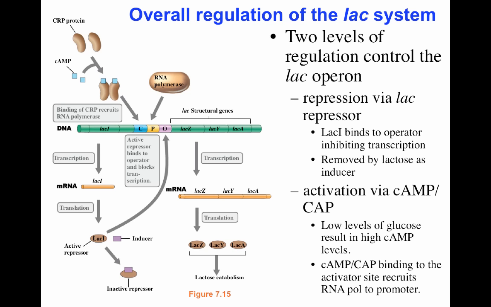So you have one level of regulation right there. The other level is the activation via cyclic AMP and CAP. As you know, at low levels of glucose, you're going to have high amounts of cyclic AMP. That is going to then allow the cyclic AMP CAP protein to form a complex that can then bind to the CAP site. And that is going to then recruit the RNA polymerase to activate transcription. This is the information that is described here in this image.